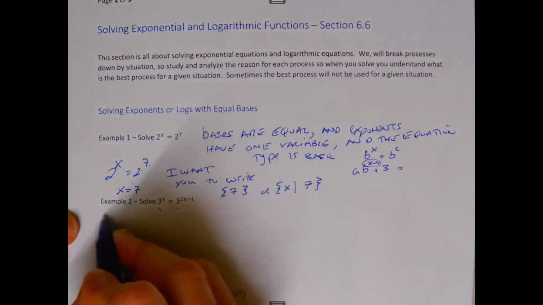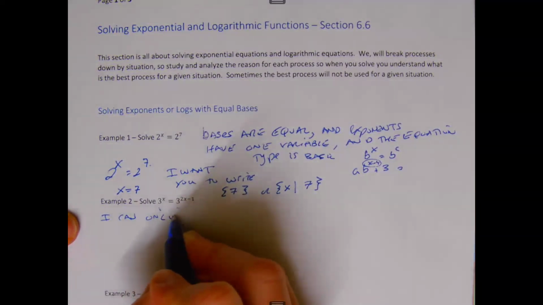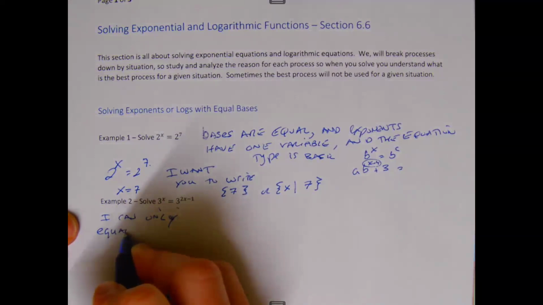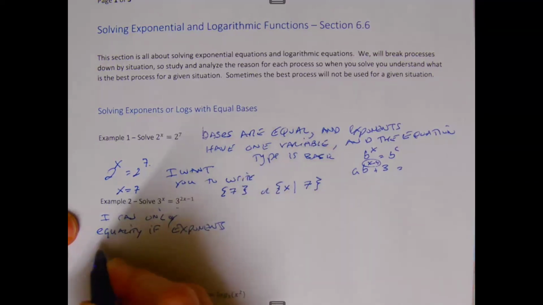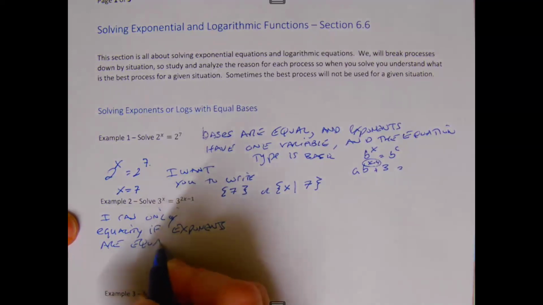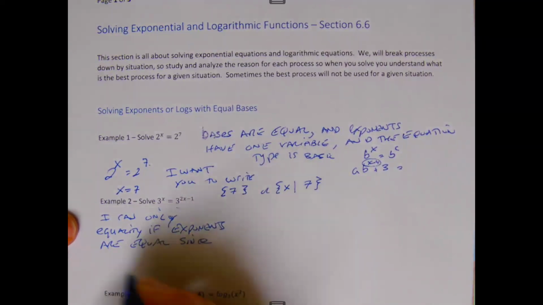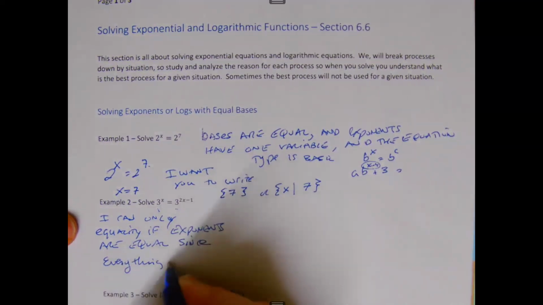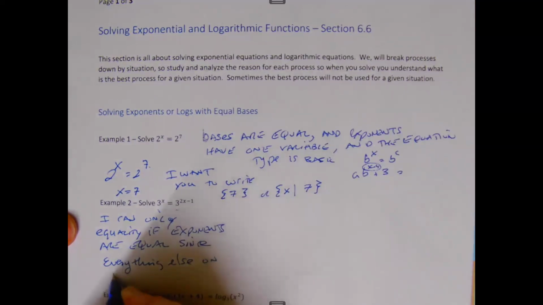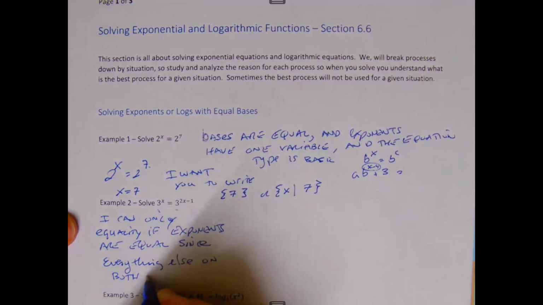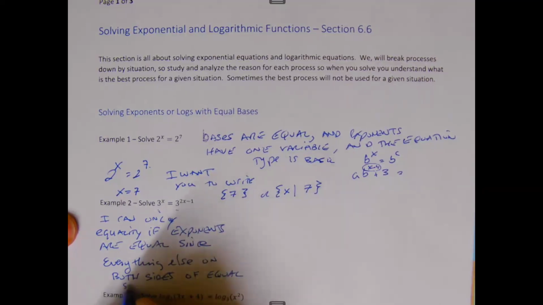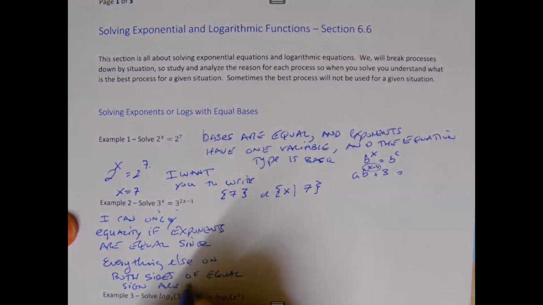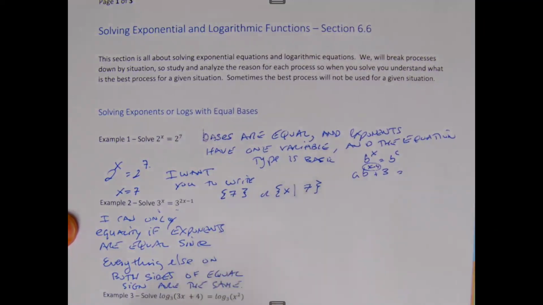So I can only achieve equality if the exponents are equal, just like in example 1, since everything else is the same on both sides of the equation. Okay, so that is the idea here.